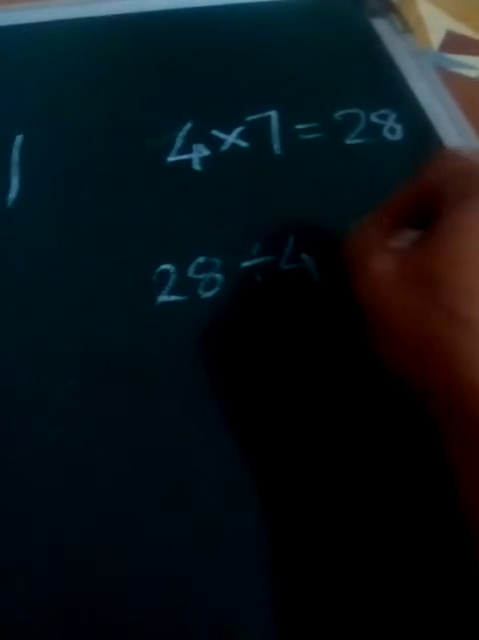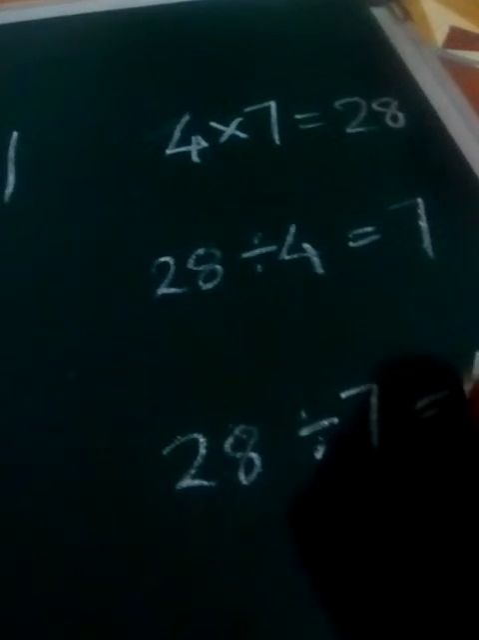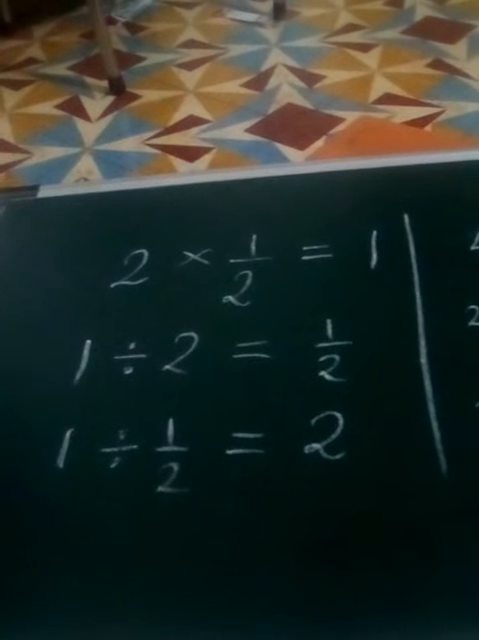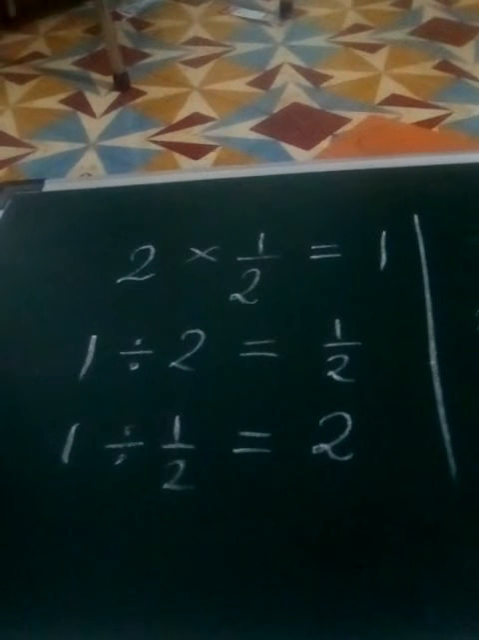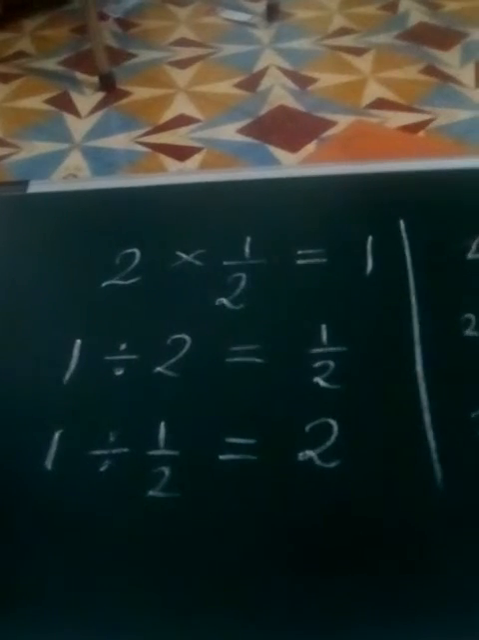As we did for integers, for example 4 multiplied by 7 is 28, so 28 divided by 4 is 7 and 28 divided by 7 is 4. In the same way, thinking the same way, we come to fractions. 2 multiplied by 1 by 2 is 1. So 1 divided by 2 is 1 upon 2 and 1 divided by 1 upon 2 is 2. Have you understood this? Yes.